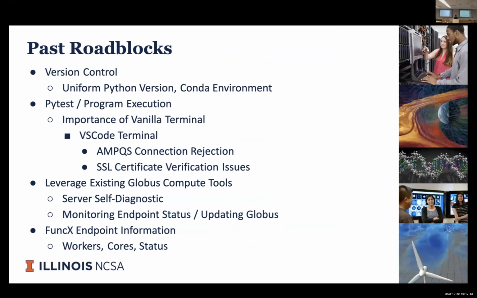Some of the past roadblocks I had were version control with the uniform Python version and conda environment. Another issue I had was the connection issues with AMQPS connections and SSL certifications. We initially thought this was due to the university's firewall. However, we realized that it's due to the VS Code terminal having some inherent blockages. So eventually when we did switch over to the vanilla terminal, everything was more flushed out. And the existing Globus Compute tools are very important for us to use as well, like the service self-diagnostic.